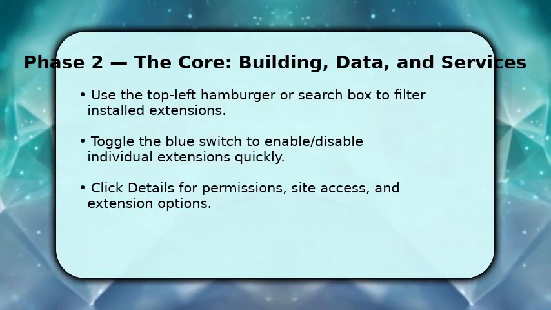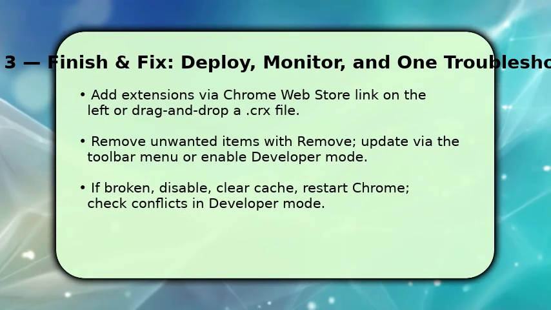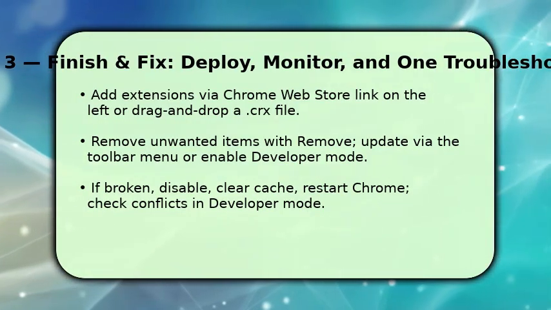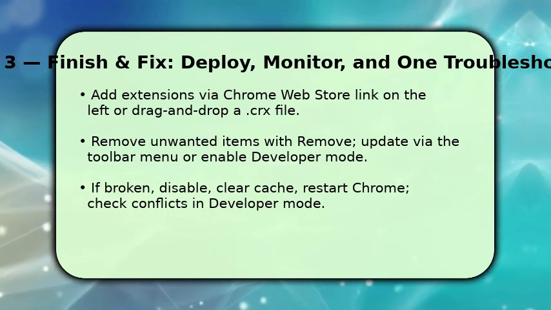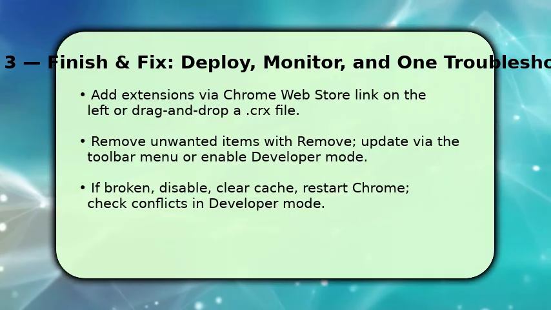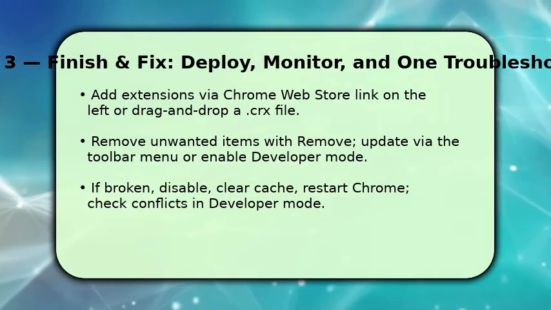To install, open the Chrome Web Store link from the Extensions page or drag a CRX file into the window and follow prompts. To remove an extension, click Remove on its card. To update, use the toolbar menu or enable developer mode and click Update.